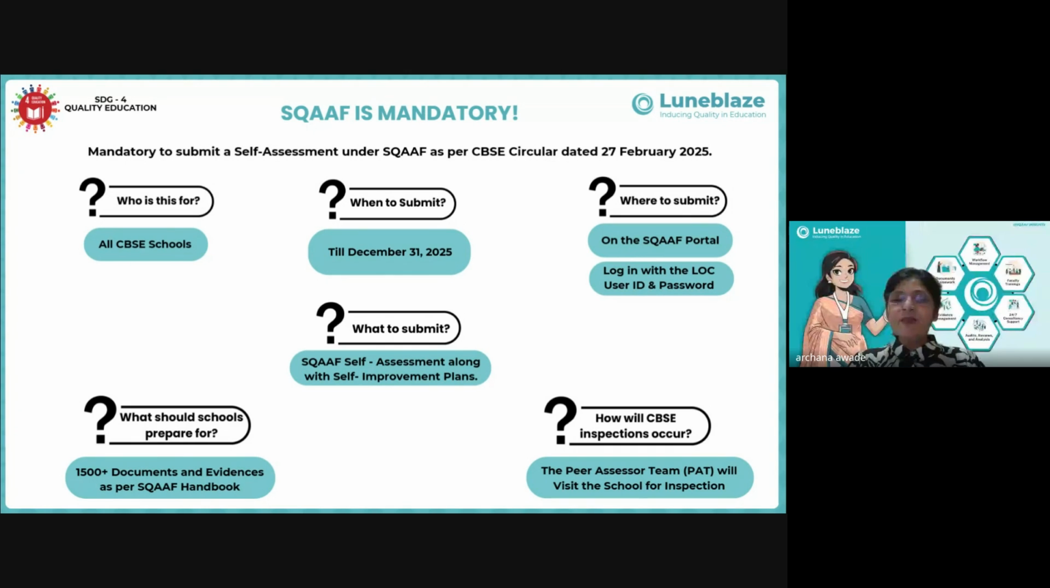How will the CBSE inspection occur? After submission, a peer assessor team will be assigned, and the PAT team will physically visit your school to verify documentation, interact with stakeholders, and assess overall implementation. Yes, Preeti ma'am, you have to submit your school improvement plan for all the domains.